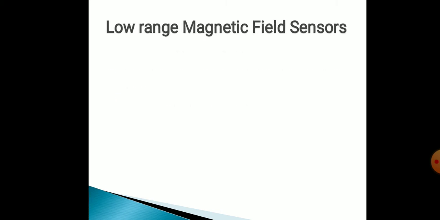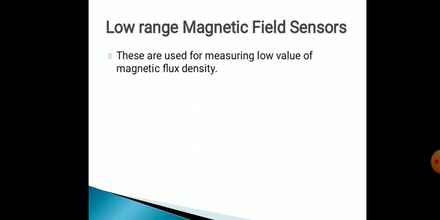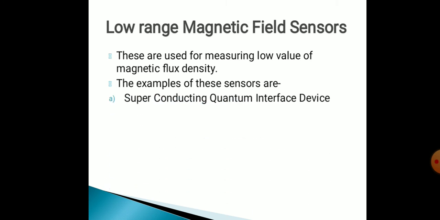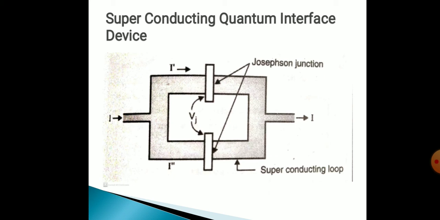First one, low range magnetic field sensors. These are used for measuring low values of magnetic flux density. Examples of these sensors are the superconducting quantum interference device and the fiber optic sensor. Superconducting quantum interference device. This device works on the Josephson effect. A current I is passed through a superconducting loop.